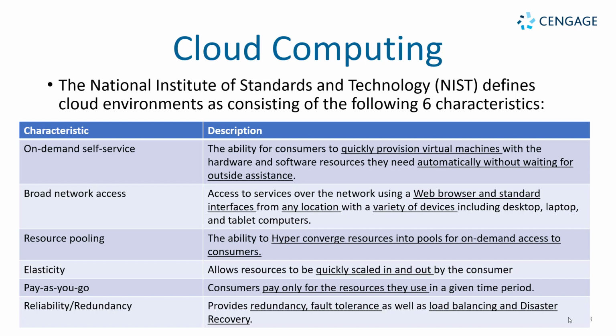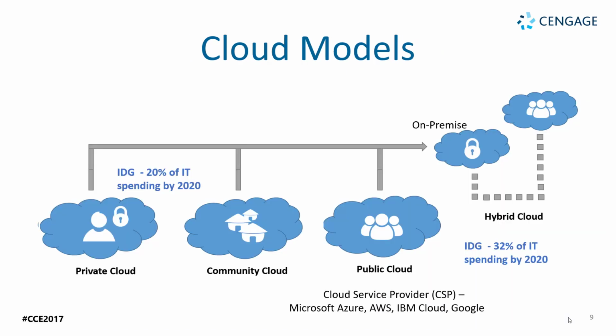The third one, resource pooling, applies to the hyperconvergence of hardware devices into pools, allowing for on-demand access to the consumer. Elasticity means that these resources from the pool can be quickly scaled in and out of the user's environment, and the user only pays for the resources they use in a given time period. And finally, a cloud service should provide redundancy and fault tolerance, as well as the capability to implement load balancing and disaster recovery. So all 6 of these characteristics rolled together are what we call a cloud computing service.